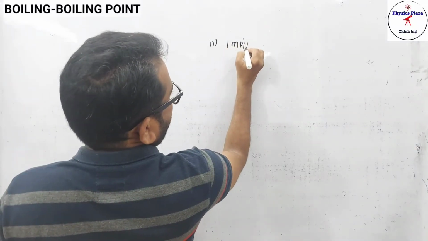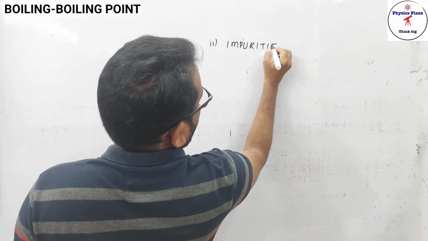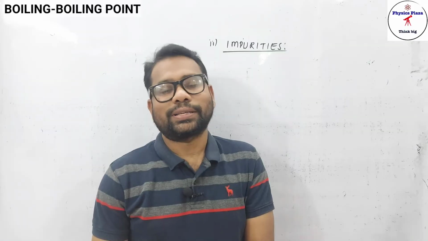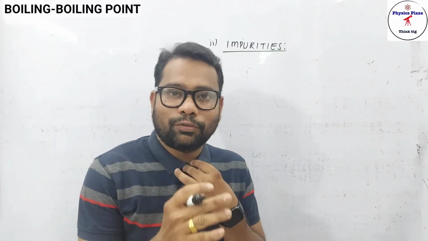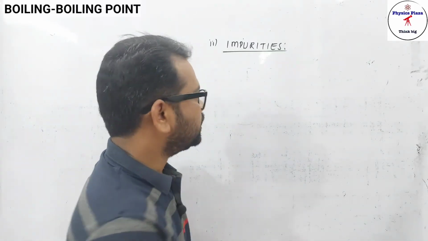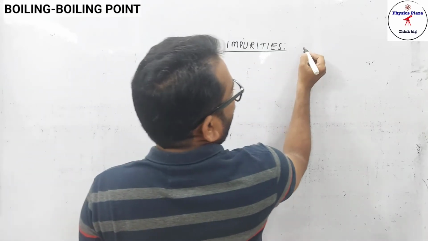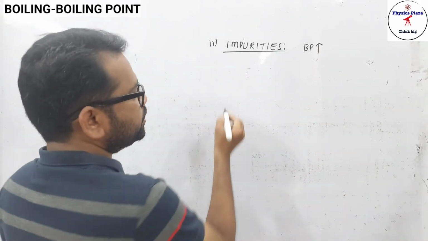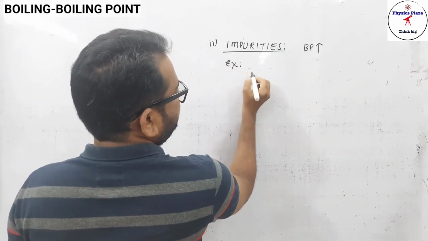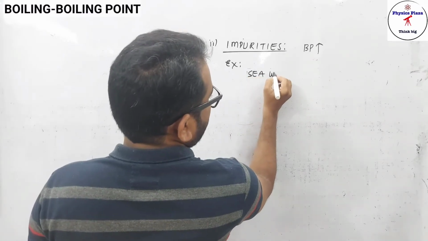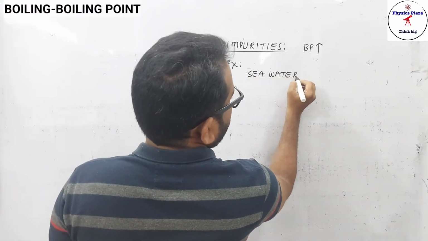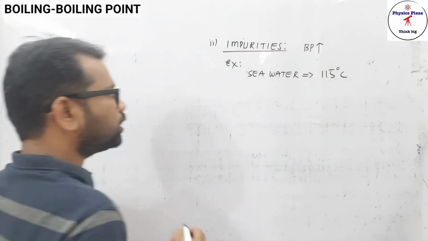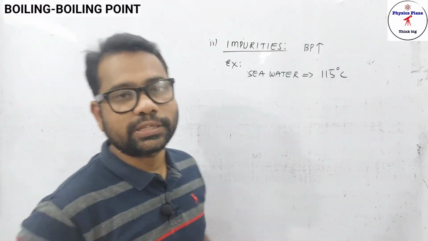Effect of impurities on the boiling point of water. Children, it is very easy to understand all this. When you add impurities to the water, what happens? Boiling point increases. What is the example here, children? If you take seawater, it boils around 115 degrees Celsius.